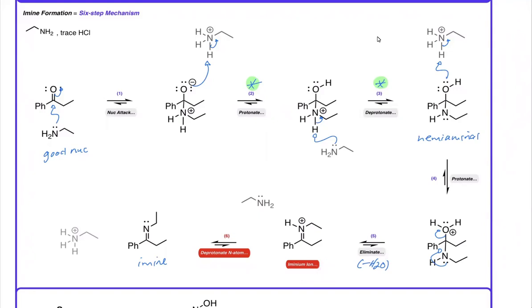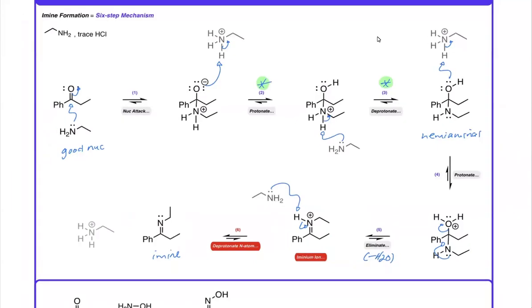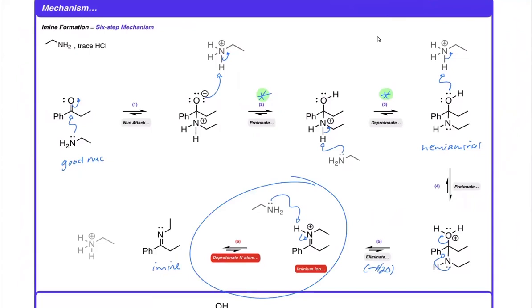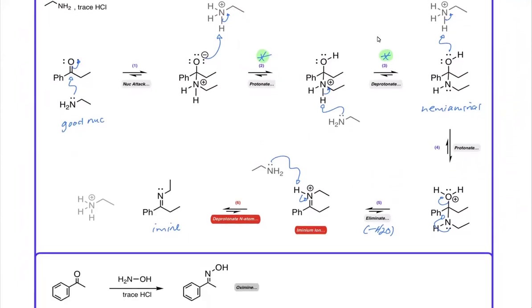Now, because we started off with a primary amine, at the stage of forming the iminium ion there's a hydrogen on the nitrogen, and so we can get rid of the positive charge on that nitrogen by simply deprotonating the nitrogen atom of your iminium ion. Nothing fancy, right? Simple deprotonation of that nitrogen atom. We'll see that this last step is where imine and enamine mechanisms diverge.